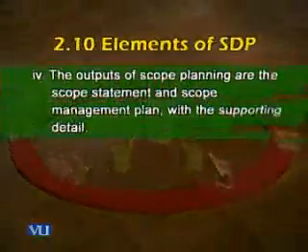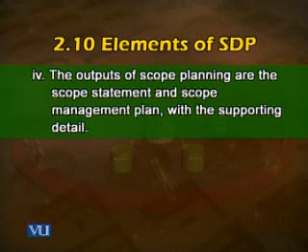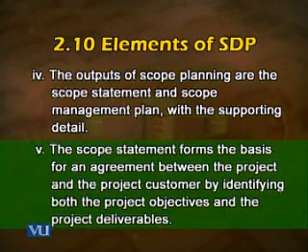Under scope planning, you should also learn that the outputs of scope planning are the scope statement and the scope management plan with supporting detail. First, the statement, in black and white, and then how this scope is going to be managed or met, which is the scope management plan, and all the necessary details are part of that. The scope statement forms the basis for an agreement between the project team and the project customer by identifying both the project objectives and the project deliverables.